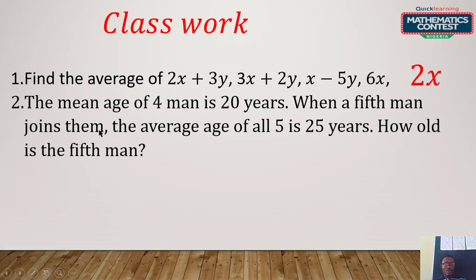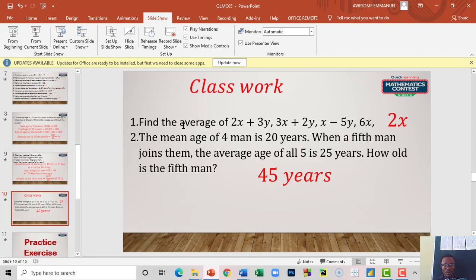Okay, now the next question. The mean age of 4 men. Let me correct this English. It's supposed to be 4 men. The mean age of 4 men. But meanwhile, the answer is 45. You have seen the answer already, so no problem. The answer is 45.